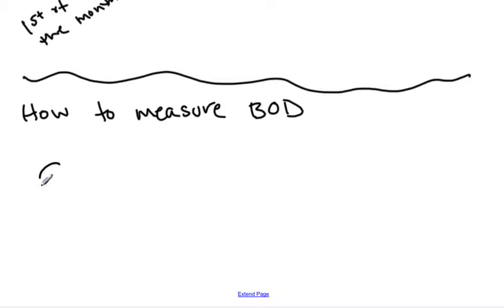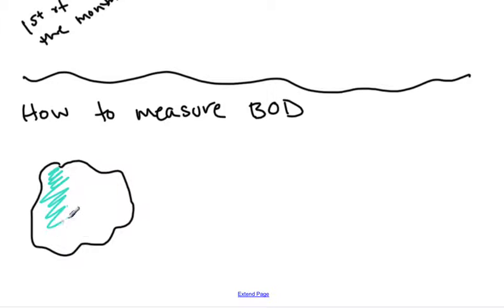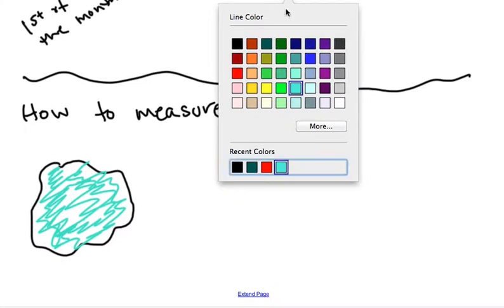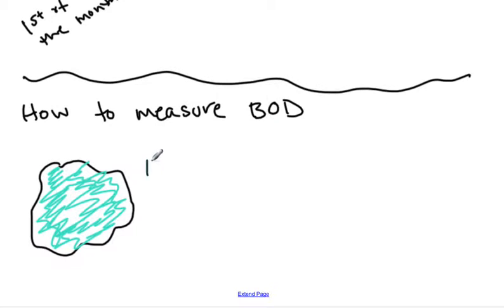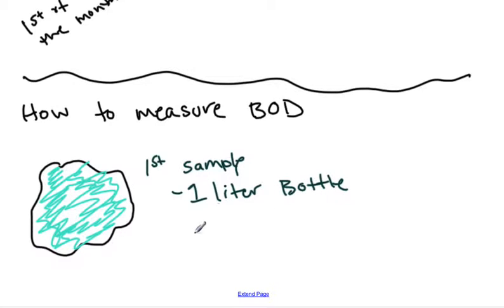So what I need to do is I need to have my little water sample. I need to take 2 samples from here. The first one I'm going to take is my first sample. What I'm going to do is put it in a 1 liter bottle that is covered in black.